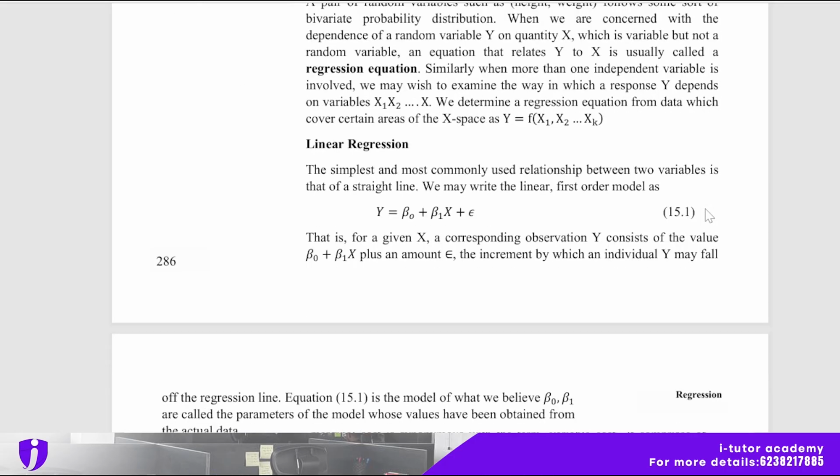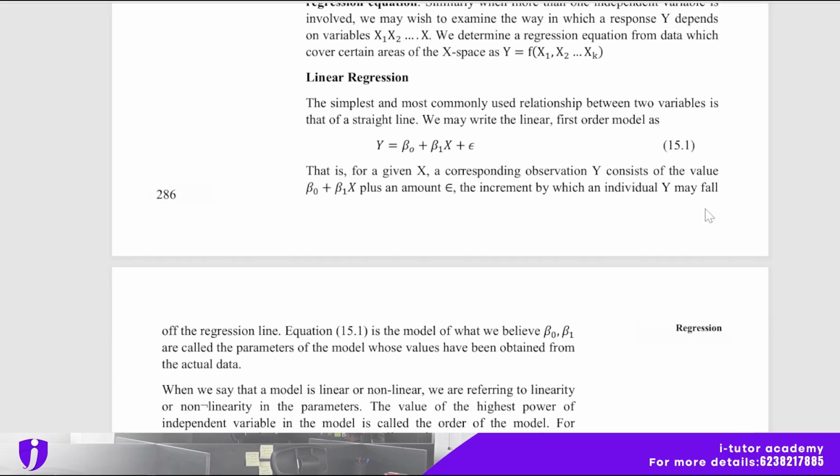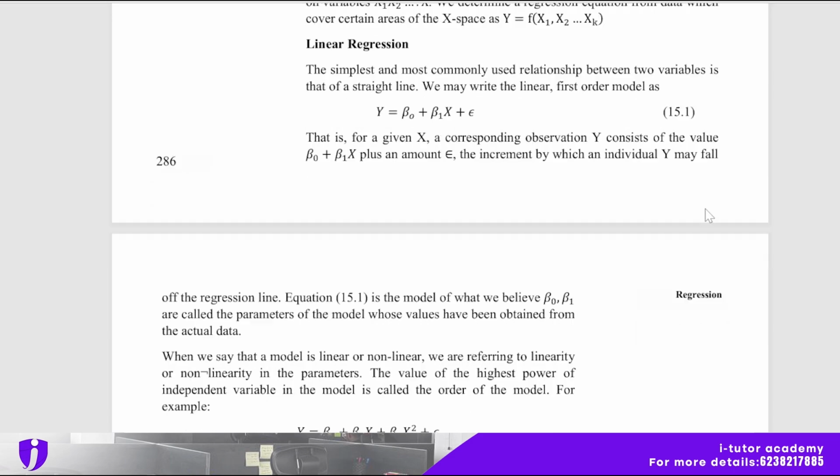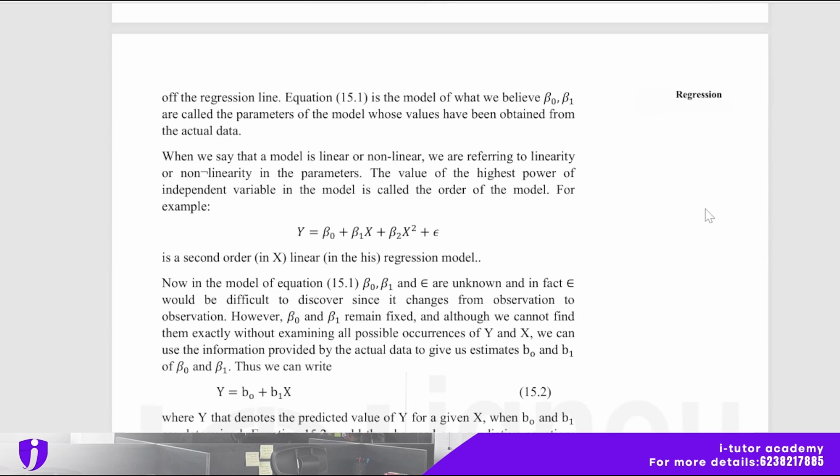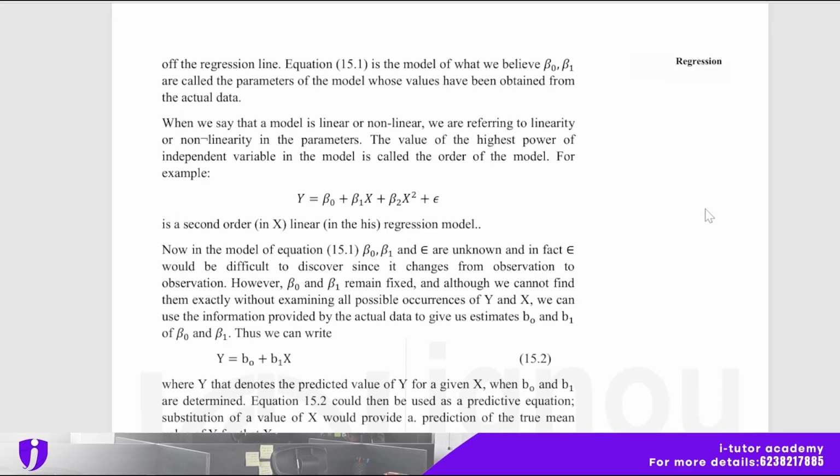And linear regression. The simplest and most commonly used relationship between two variables is that of a straight line. We may write the linear first order model like this, that is, for a given x a corresponding observation y consists of a value, and here is the equation. And when we say that a model is linear or non-linear, we are referring to linearity or non-linearity in the parameters. The value of the highest power of the independent variable in the model is called the order of the model.